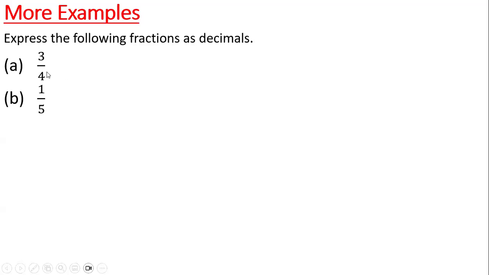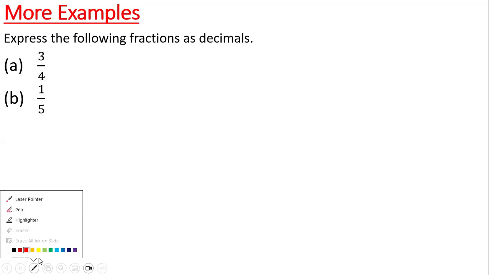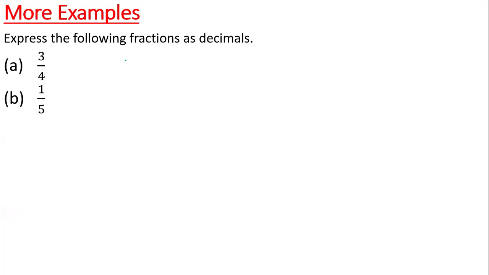What we're gonna do, remember, we're gonna take the denominator and divide it into the numerator. So this is going to be 4 into 3. How many times does 4 go into 3? 0 times. 4 times 0 is 0. 3 minus 0 is 3. What are we gonna do at this point? Add an imaginary 0, because you have to add a decimal point.